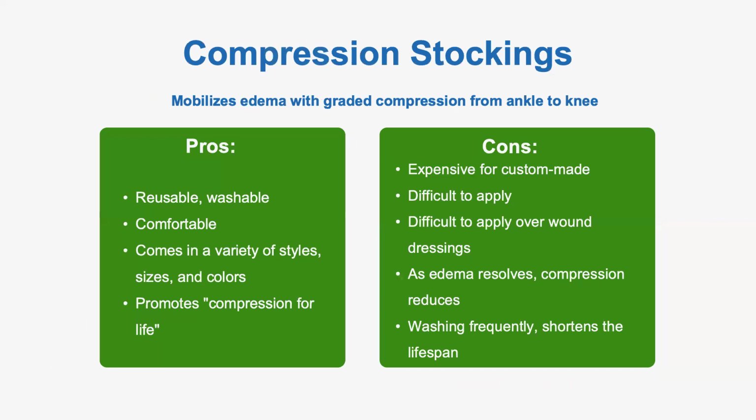As opposed to the compression wraps we've been talking about, compression stockings or hosiery are usually used after the wounds heal or to prevent wounds from forming. Pros: they're reusable, comfortable, come in various styles, colors, and sizes, and promote compression for life. Cons: they're expensive if custom made, and difficult to apply, especially over wound dressing. That's why I usually don't recommend them when there's an active ulcer.